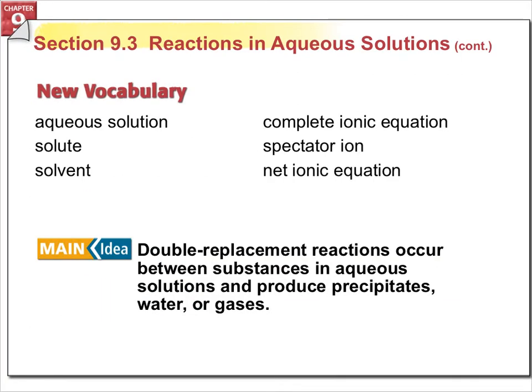New vocabulary, please, you should have your notebook out, taking notes right now. If you do not, go get that. And add to your vocabulary list aqueous solution, solute, solvent, complete ionic equation, spectator ion, and net ionic equation. So pause the video right here if you need to get down all of these vocab words. The main idea for this whole section will be that double replacement reactions occur in aqueous solutions and produce precipitates, water, or gases.